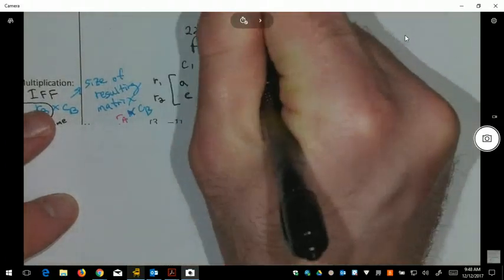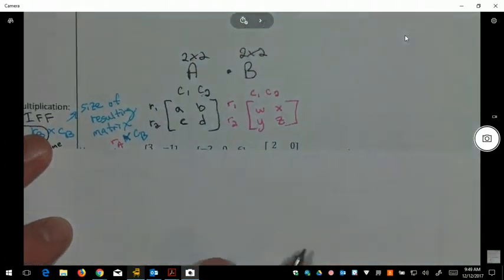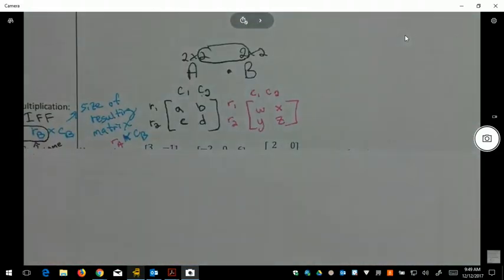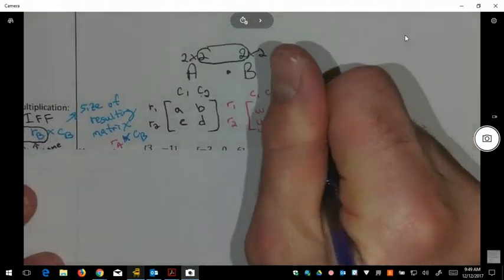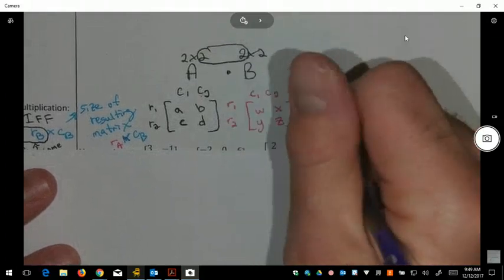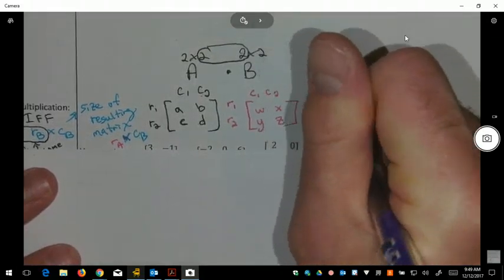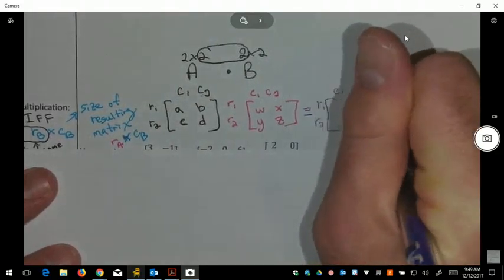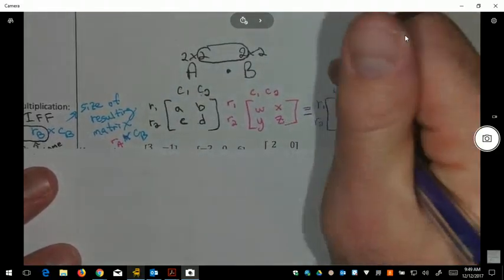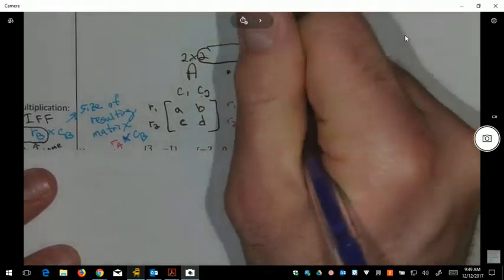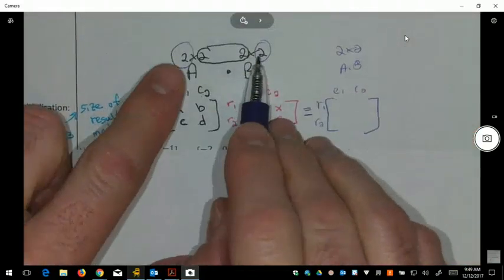So this was 2 by 2, this was 2 by 2, and the inside dimensions match, so we're actually able to multiply them. What size is our final matrix going to be? Not 4 by 4, 2 by 2. It'll have 2 rows and 2 columns. This will be the answer to A times B. It will also be a 2 by 2. Those 2's coming from the outside numbers.